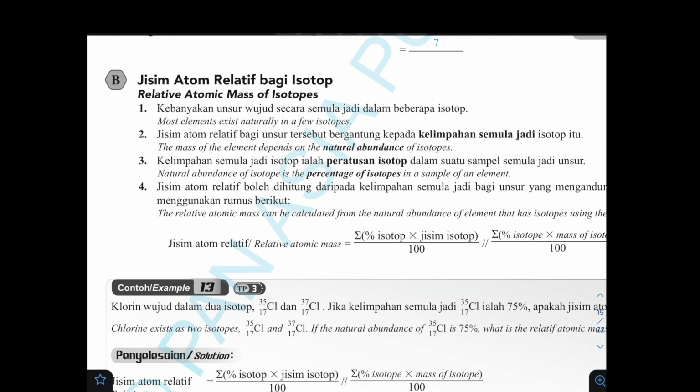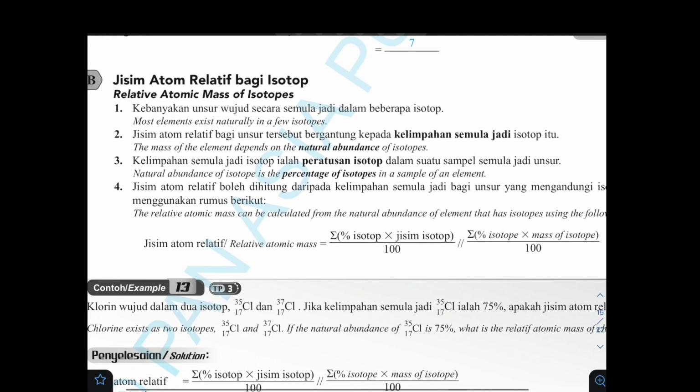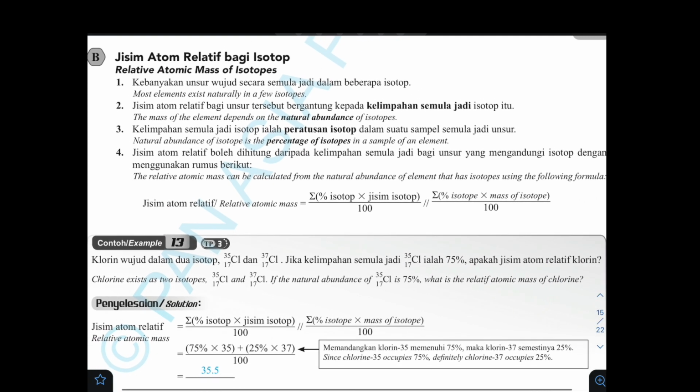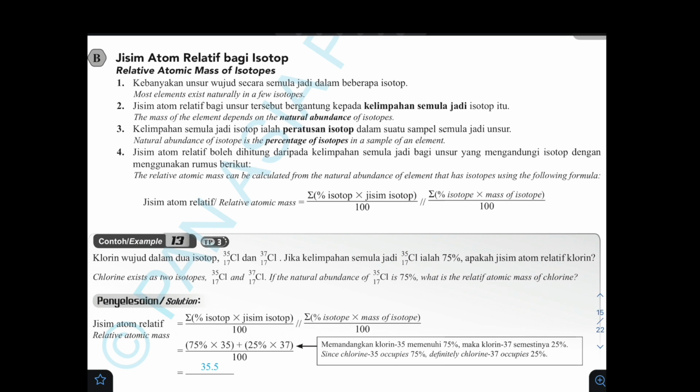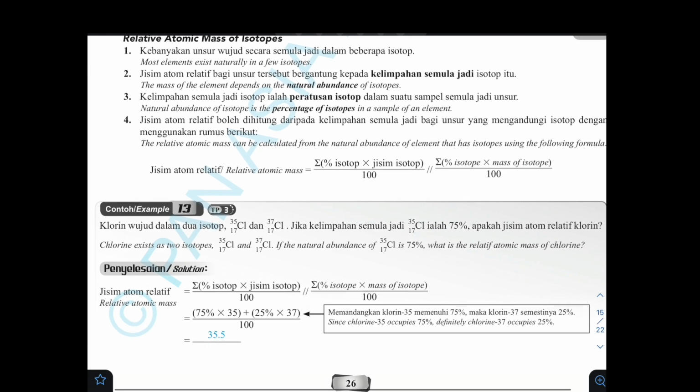Baik. B. Relative atomic mass of isotope. Most elements exist naturally in a few isotopes. The mass of the element depends on the natural abundance of isotopes. Natural abundance of isotope is the percentage of isotopes in a sample of an element. The relative atomic mass can be calculated from the natural abundance of element that has isotope using the following formula. Relative atomic mass is equal to the sum of percent isotope times mass of isotope divided by 100. Baik, tak apa. Kalau kamu tak faham ni, kamu tengok ya.